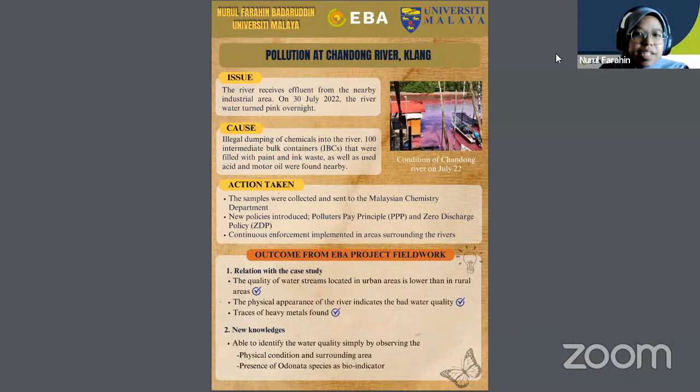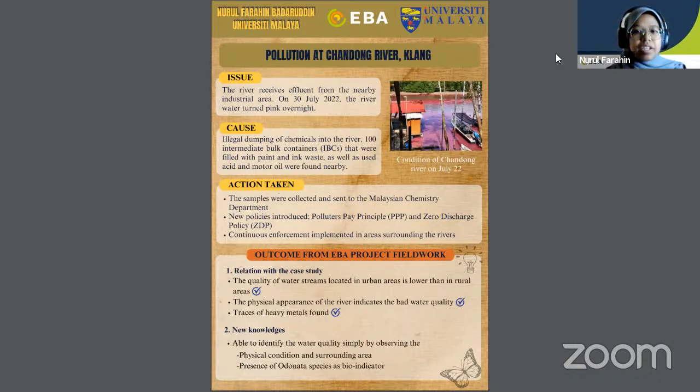So I will present about the pollution that happened in Chandang River, Klang. For the information, Chandang River is located in the middle of a heavy industrial area in Selangor. The issue is that the river receives a significant amount of effluents from the nearby factories, but they still adhere to the regulations. However, on 30 July 2022, to our surprise, the river water turned pink overnight. The cause of the incident is believed to be the illegal dumping of chemicals.